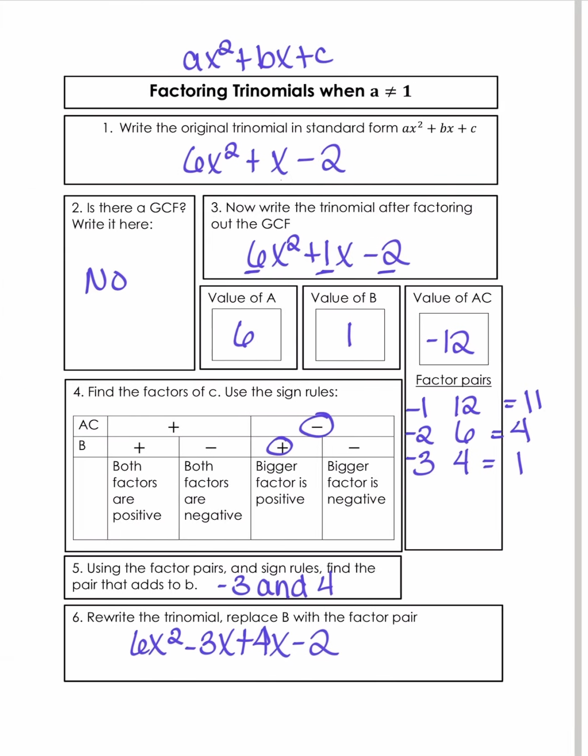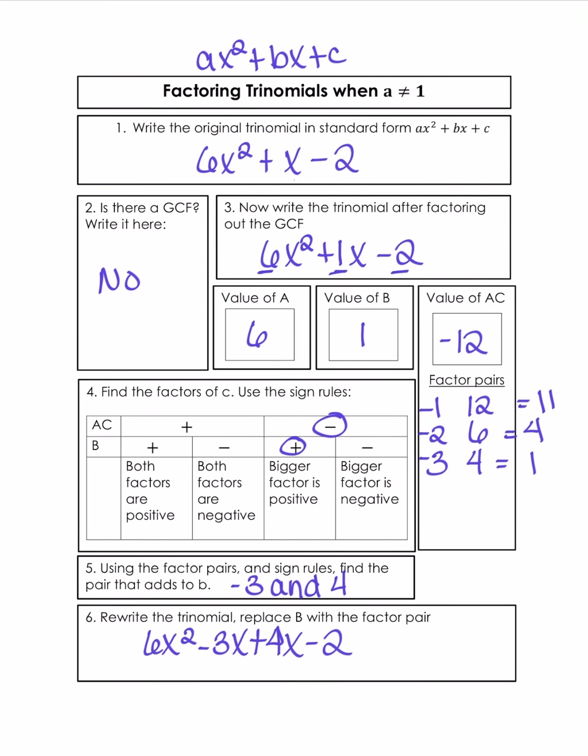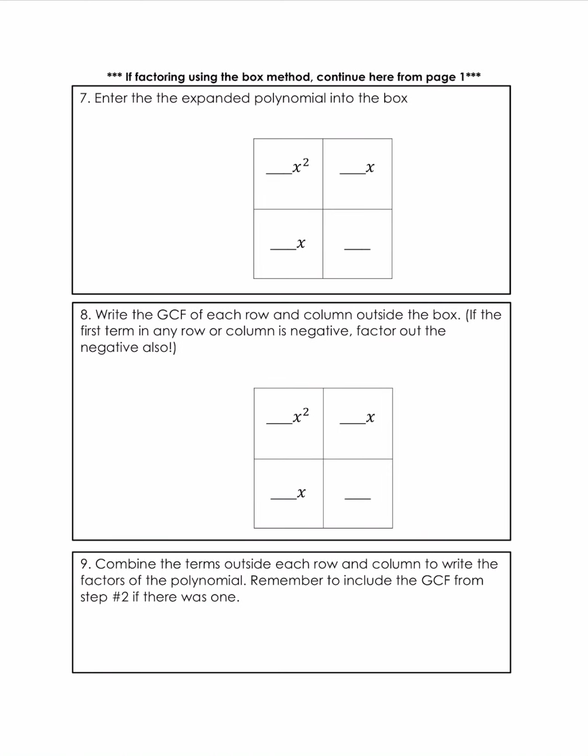So let's suppose you were at step 6 and instead of using factoring by grouping, you decided to use the box method. Here's what you would do. You'd go to the box and write 6x squared minus 3x plus 4x minus 2. Then we're going to look at each row and each column and factor out the GCF. So when we look at 6x squared and minus 3x, we can factor out a 3x.